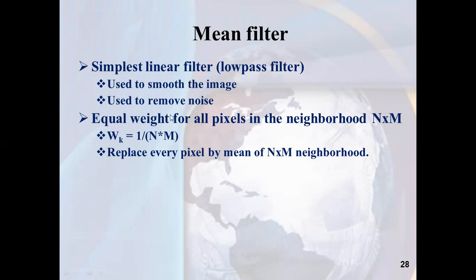If we have a window of size n times m, rectangular or squared, the weight is 1 over n times m, and we add all the pixels, يعني بيجمعوا بقسمهم على هذا, which is n times m, and every pixel is replaced by the mean of its n times m neighborhood.